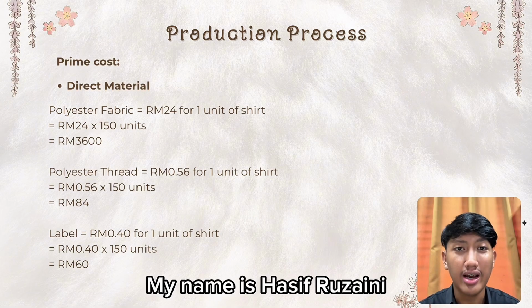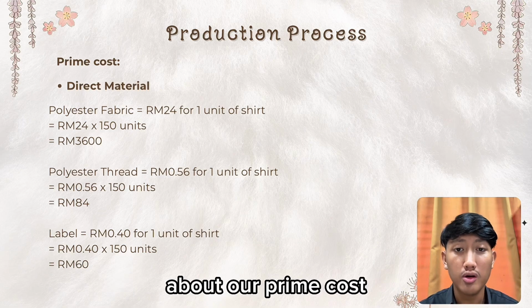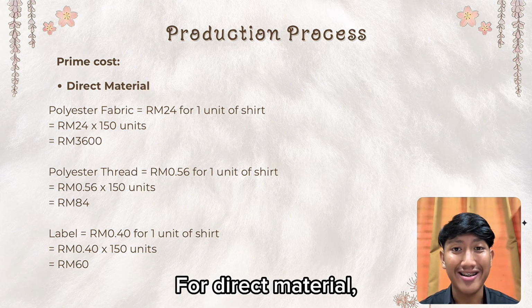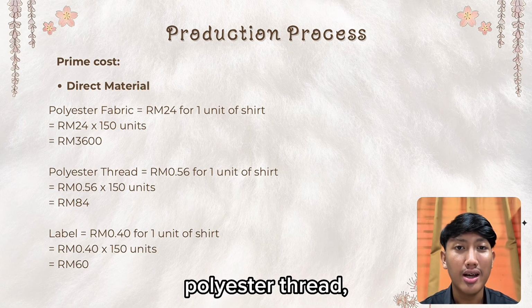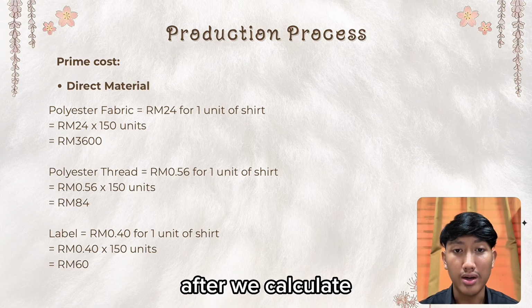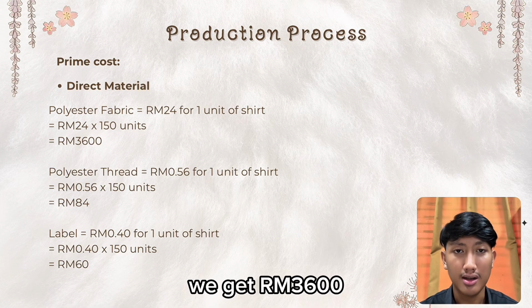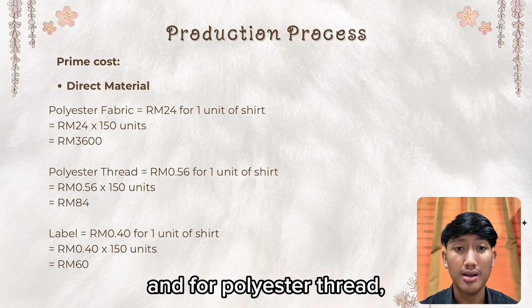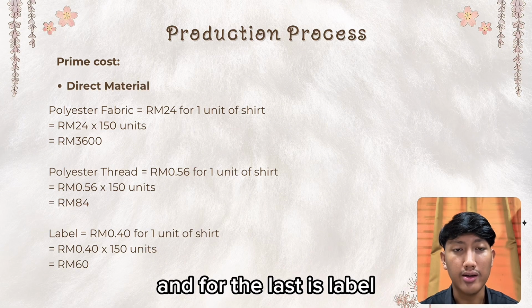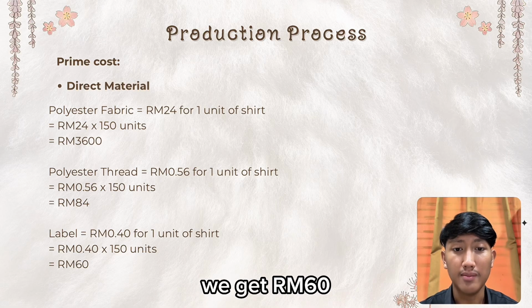And it's Hasil Zaini, and today I will explain to you guys about our prime cost of 150 units that we produce. For direct material, we have polyester fabric, polyester thread, and label. So for polyester fabric, after we calculate, we get RM 3600, and for polyester thread, after we calculate, we get RM 84, and for the last, label, after we calculate, we get RM 60.